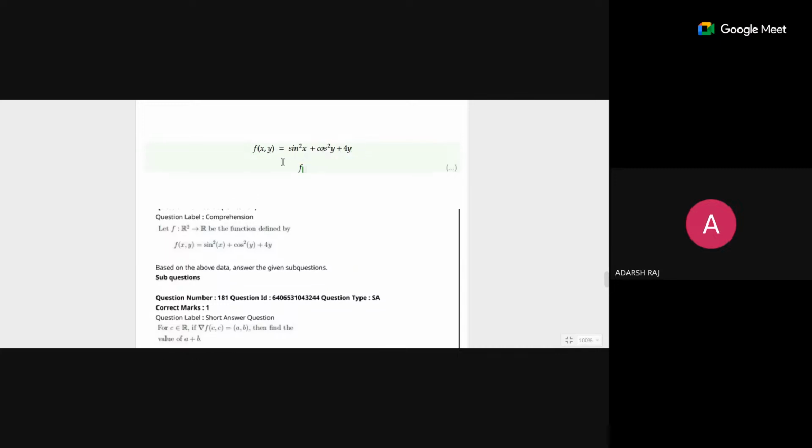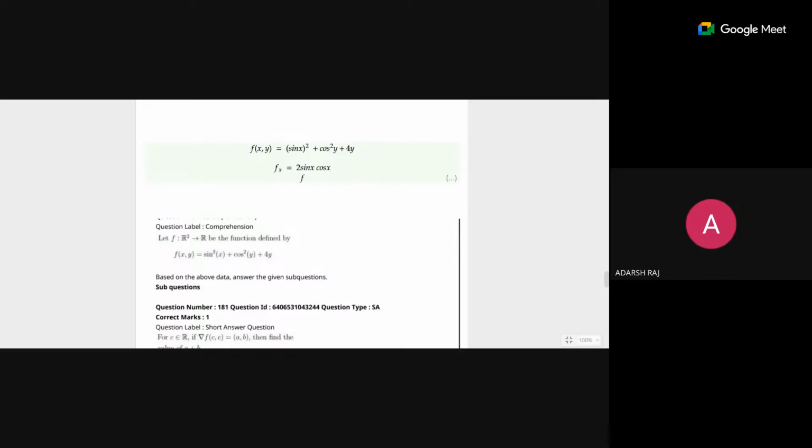Now find the partial derivative with respect to x. So basically, we are using the chain rule. We can also write this function as sin x whole square. So we first differentiate this function with respect to x, so we get 2 times sin x. Now we differentiate the function inside, so the differentiation of sin x gives cos x.